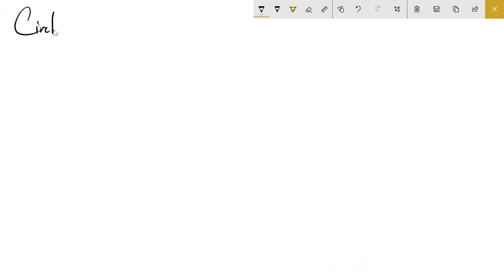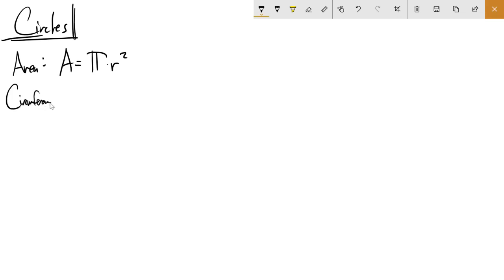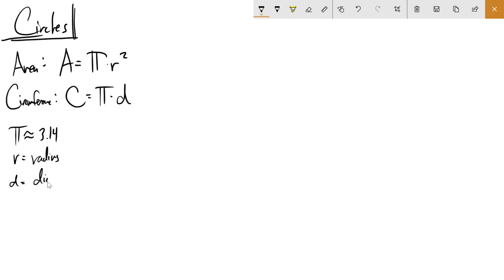So for circles, there were two formulas I gave you. You need to know these ones, you have to memorize them. If you want to calculate the area of a circle, it's pi times the radius squared, and if you want to calculate the circumference of a circle, the circumference is pi times the diameter, right? And we'll just use the approximation of pi, which is 3.14. R stands for radius, and D stands for diameter.